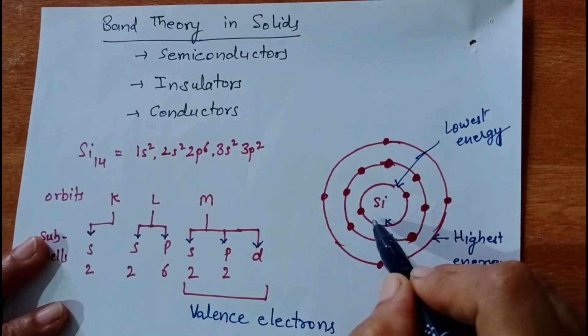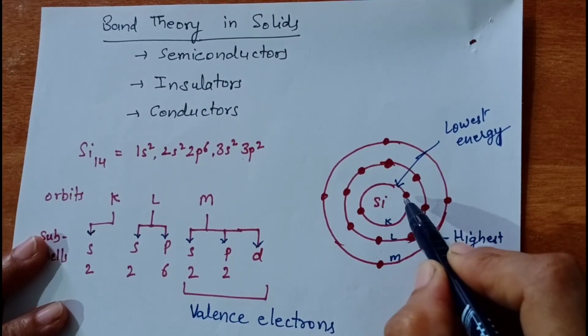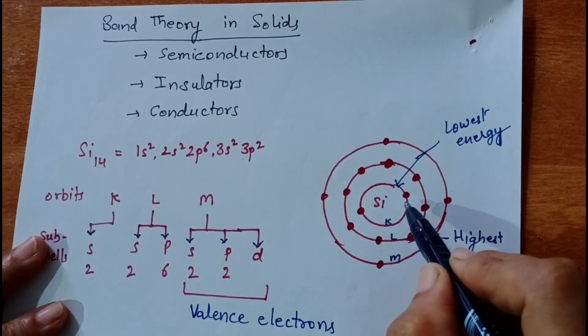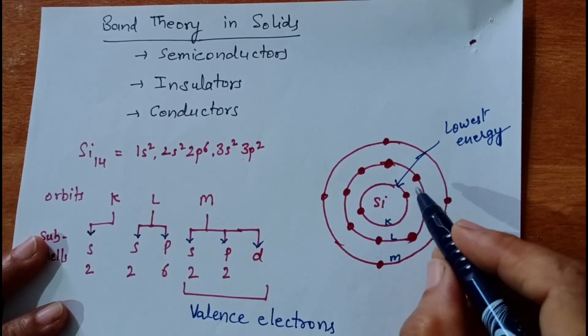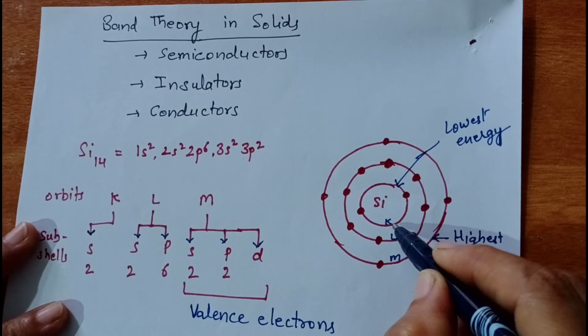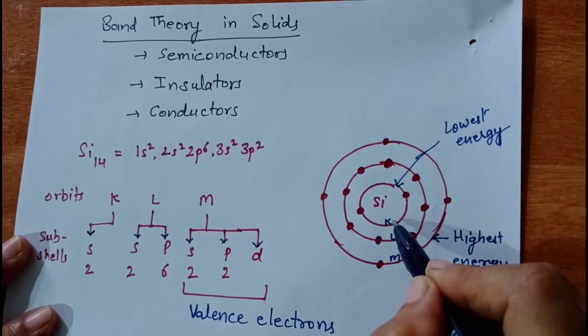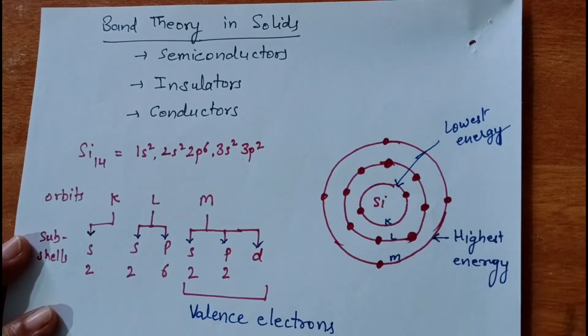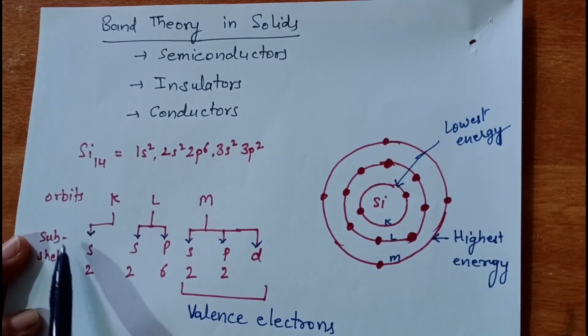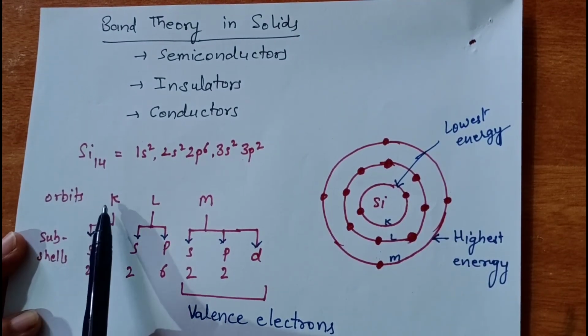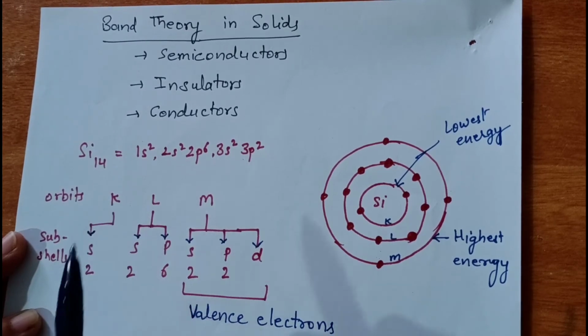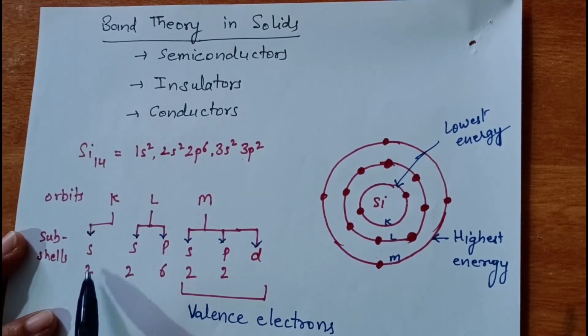The first shell of silicon has 2 electrons. The first shell of any atom can have only 2 electrons. It is also the K shell or the K orbit. It has only one suborbit, S. These are the subshells or suborbits, and this is the main orbit. K can have only one orbit S, and it can hold only 2 electrons.